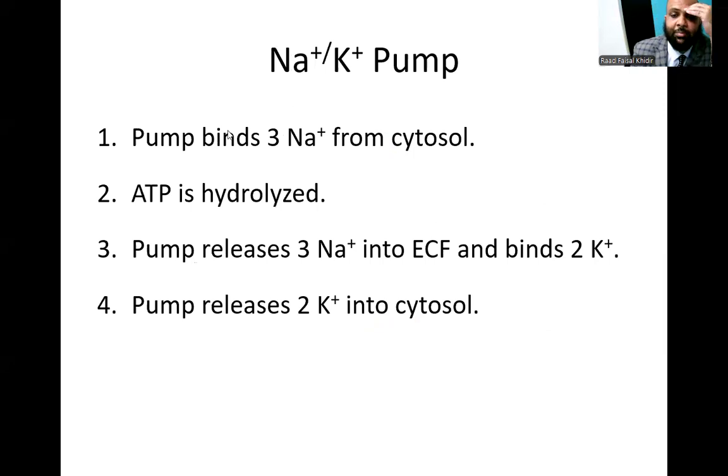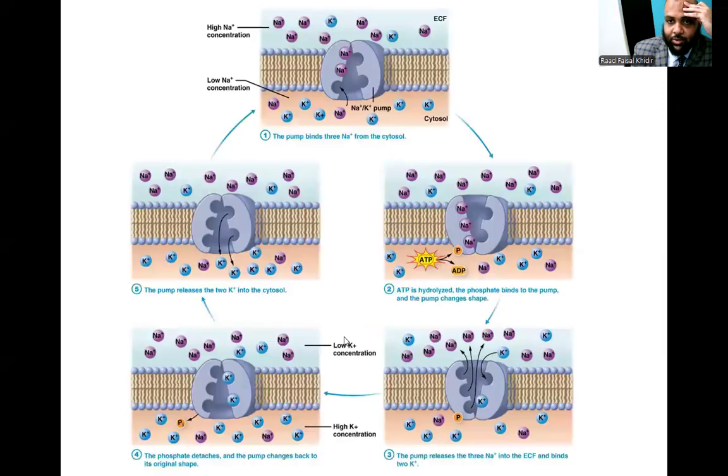The sodium-potassium pump binds three sodiums from the cytosol. ATP is hydrolyzed, and the pump releases three sodiums into the extracellular fluid and binds two potassiums. The pump releases two potassiums into the cytosol. You see, the pump binds three sodiums from the cytosol, and then ATP is hydrolyzed. The phosphate binds the pump, and the pump changes shape. Then the pump releases the three sodiums into the extracellular space. Then the phosphate detaches, and the pump changes back into its original state. And then the pump releases the two potassiums to the inside.